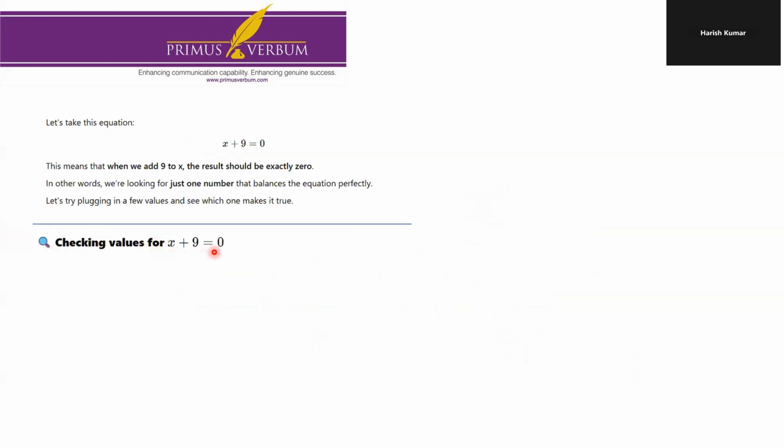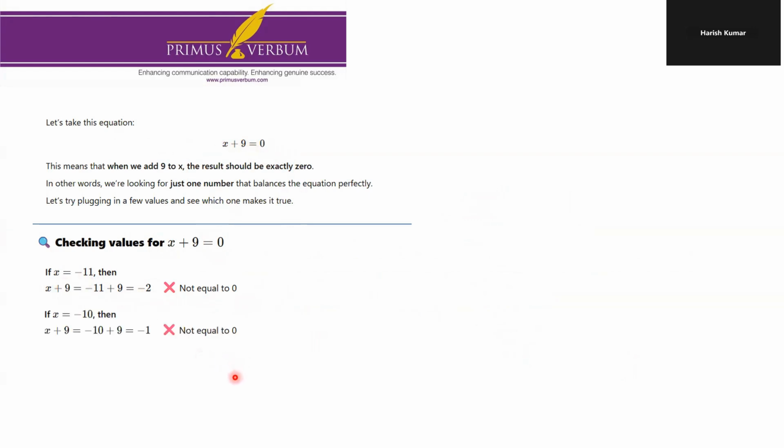Checking values for x plus 9 is equal to 0. If x is equal to minus 11, then x plus 9 becomes minus 11 plus 9, which is equal to minus 2, and that's not equal to 0. So this equation will be false if we assign the value minus 11 to x.